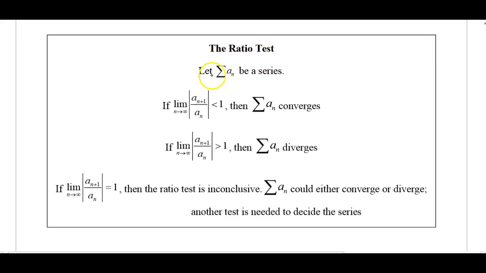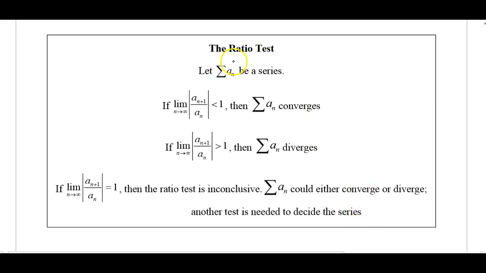The ratio test. Let the sum of a sub n be an infinite series. If the limit as n approaches infinity of the absolute value of a sub n plus 1 over a sub n is less than 1, then the series converges. If the limit is greater than 1, then the series diverges. But if the limit of the absolute value of this ratio equals 1, then the ratio test is inconclusive, and the infinite series could either converge or diverge. So another test would be needed to decide the series.